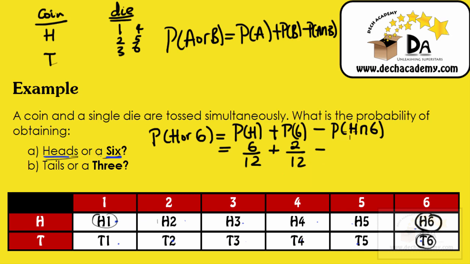And what's the probability of getting heads and a 6? Well, there's only one way, heads and a 6. So one way out of 12 possible outcomes. So probability of getting a heads or a 6 is equal to 8 over 12 minus 1 over 12, which is simply 7 over 12.